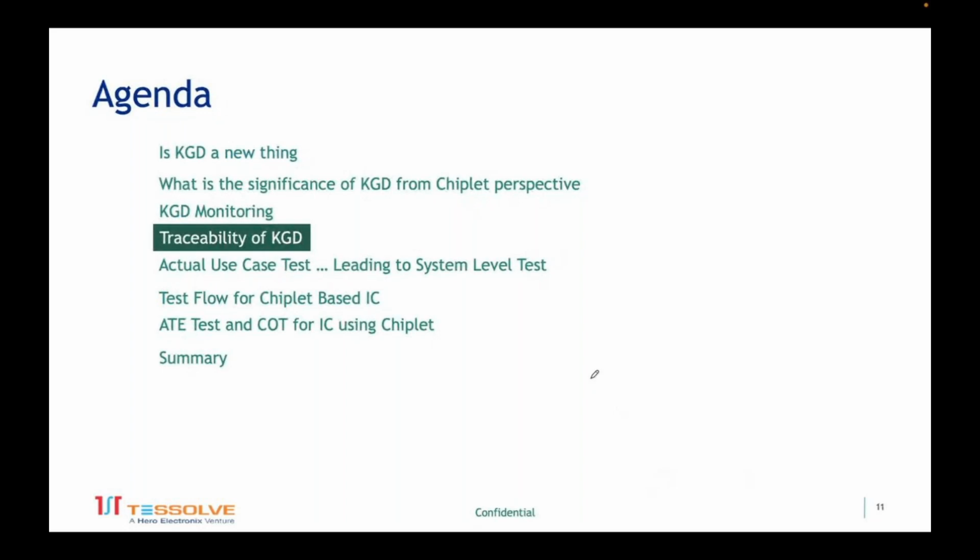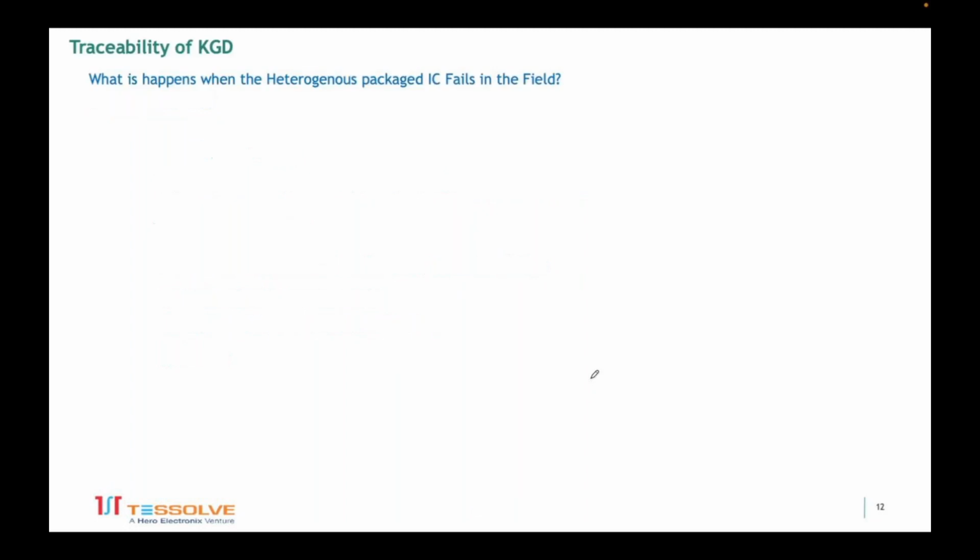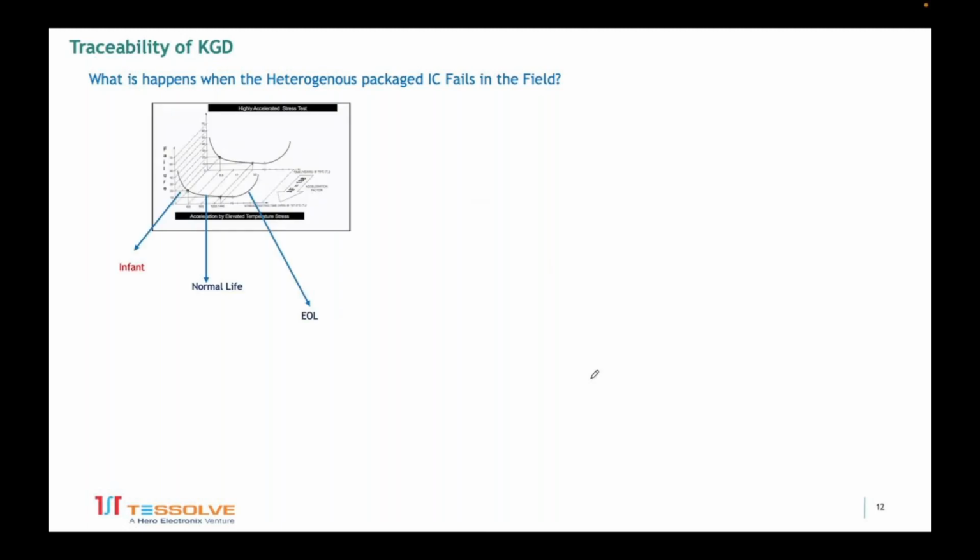With this, I'll go to the next topic, which we call traceability of known good device. What happens when a heterogeneous packaged IC fails in the field? If you look at the bathtub curve, because of such integration, I'm sure these kinds of devices are going to be put in very high performance requirement places like data centers, or automotive, where fast graphics compute is required to determine certain hazards in front of the vehicle and things like that.